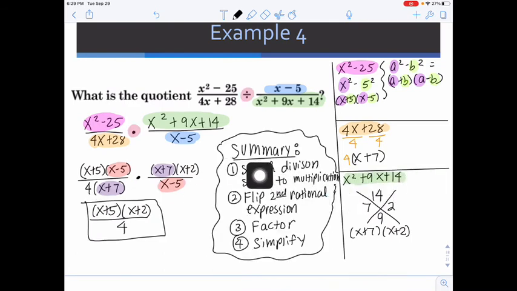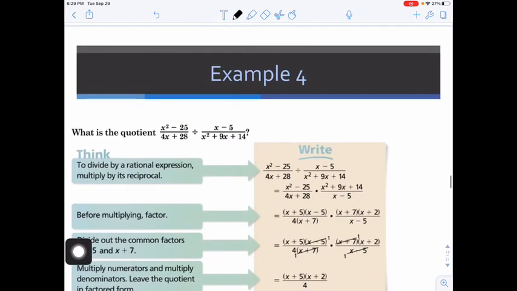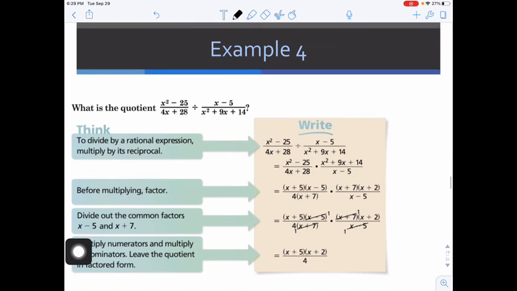So here's a little summary of the steps that we took in this problem. First, you're going to switch the division symbol to a multiplication symbol. So here we had division, now it's multiplication. Then you're going to flip the second rational expression. So here we had x minus 5 on top, now it's on the bottom, and then we put the denominator up in the numerator. Then we're going to factor, and the last step is to simplify. All of that work is also written out with explanations on the next slide.